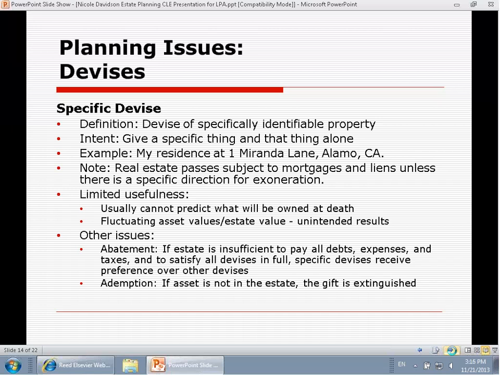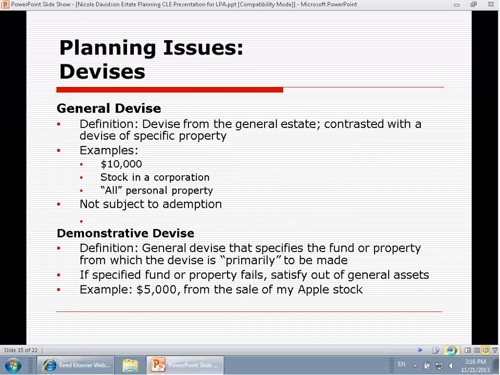There's also the issue of abatement. So if specific devises are listed out and there is not enough property in the estate to satisfy all the debts, the expenses, taxes, and to pay those gifts out in full, then the drafter might state whether a specific devise will receive preference over others or how that will be handled. Are they all abated proportionally or equally? Good thing to state for clarity for the beneficiaries.